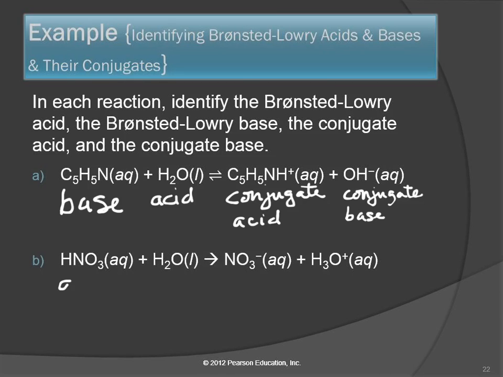So this is the acid. Once you identify one of them, then the other has to be the other. There's one acid and one base, so this is the base. What this one turns into, it was the acid, it turns into the conjugate base. So that's the conjugate base. And then what's the H3O plus? The conjugate acid.